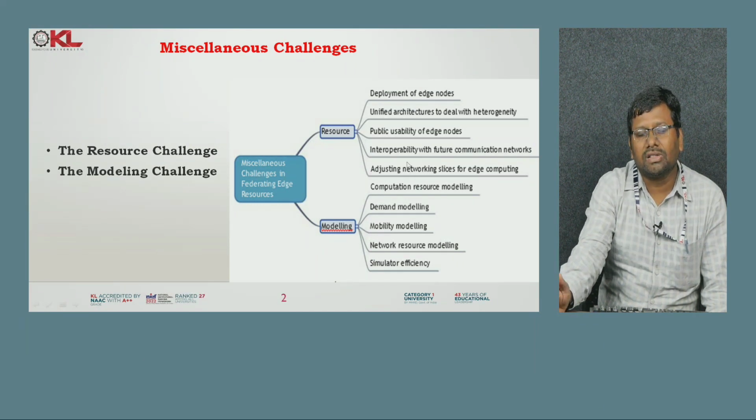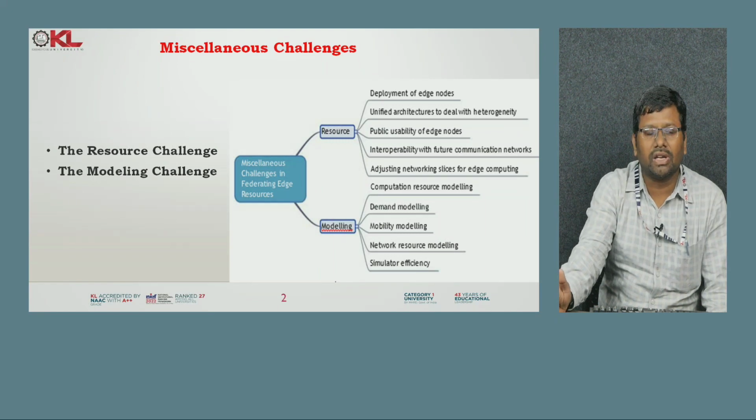Next, network slices. In the coming days we have to develop more and more virtualized networks which are going to connect a lot of IoT devices and edge devices. Those should be managed with the available physical networking concepts. So that is the challenge.